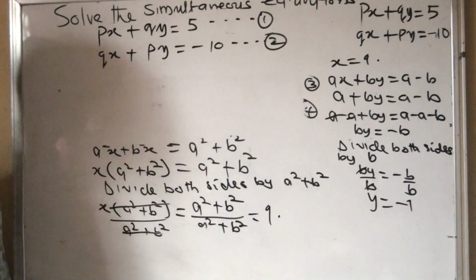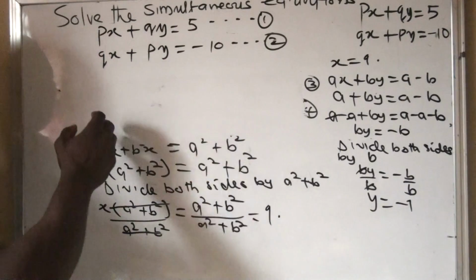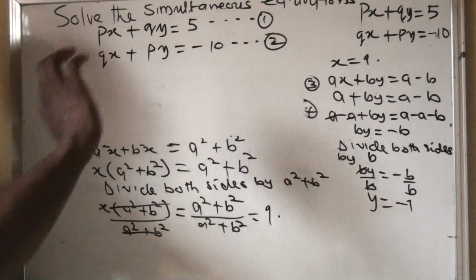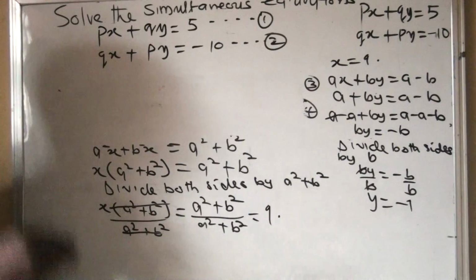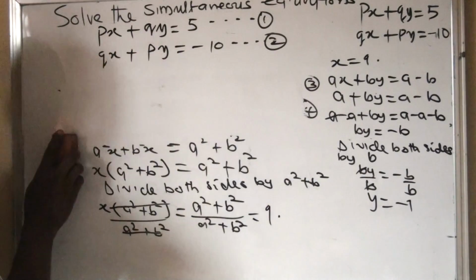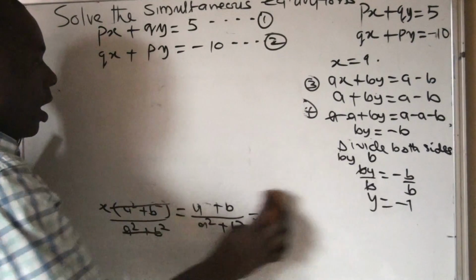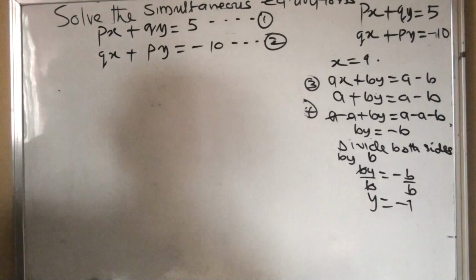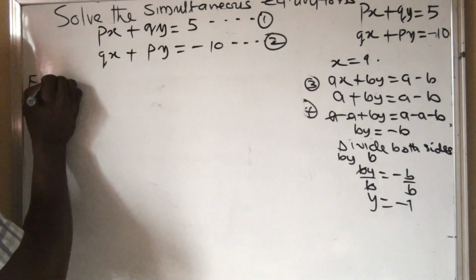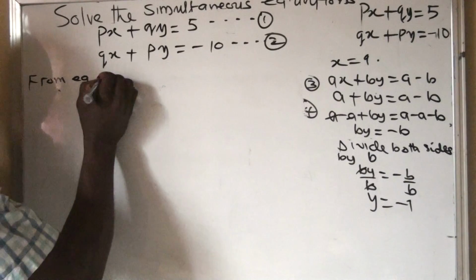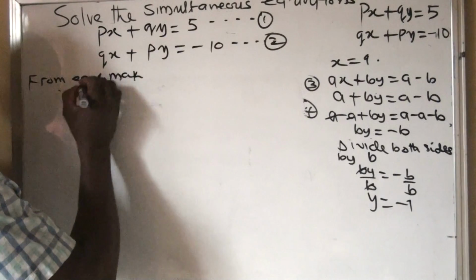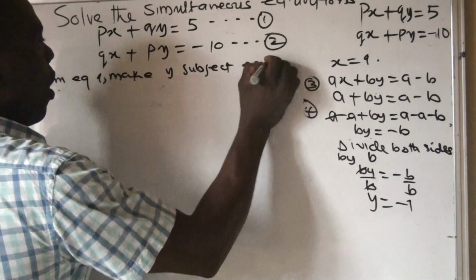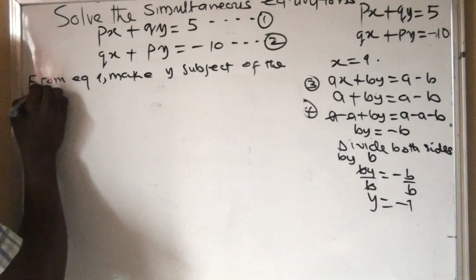Like I said, in the substitution method, what you usually do is that you try and make one of the unknowns from one equation the subject of the relation. Okay, so here we will try and make y the subject of the relation from equation one. From equation one, make y our subject of the formula.